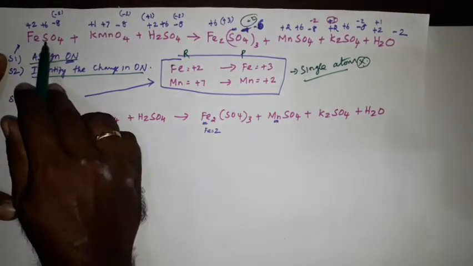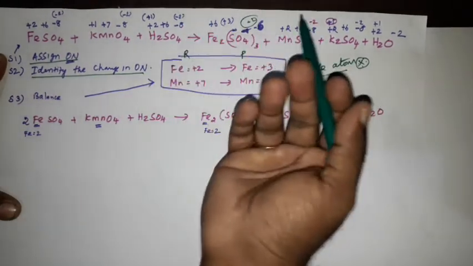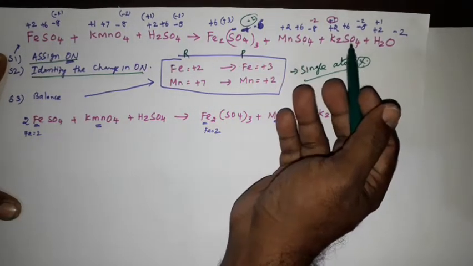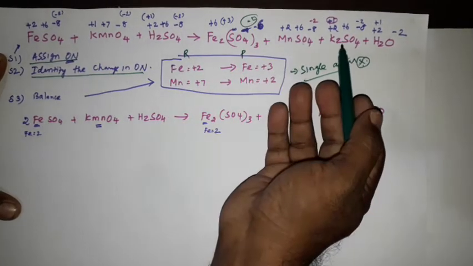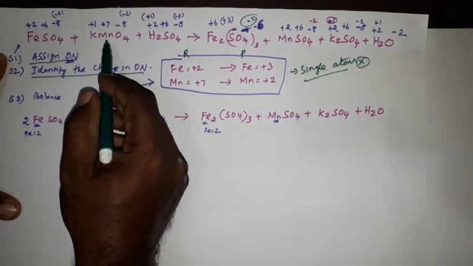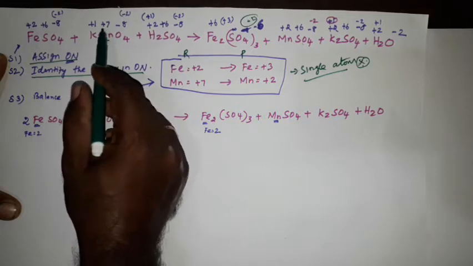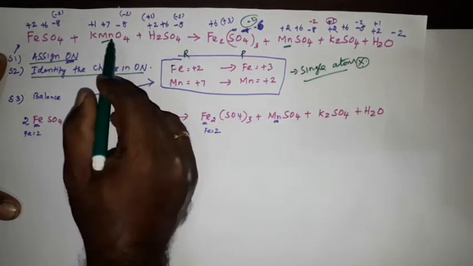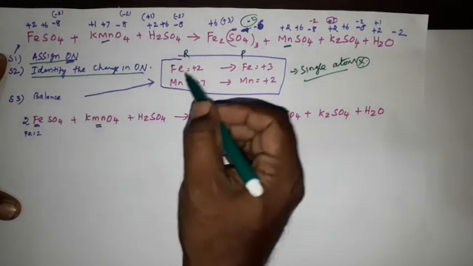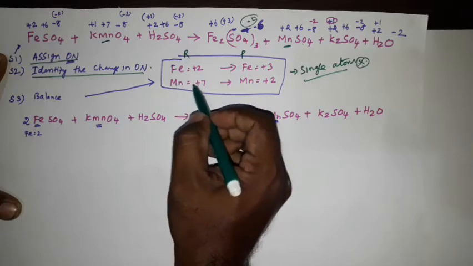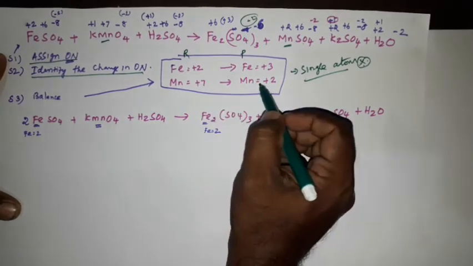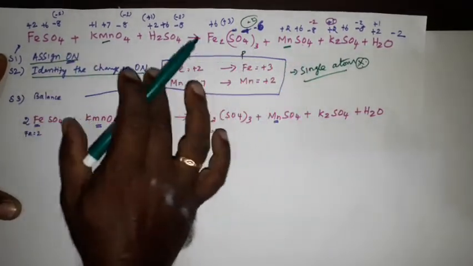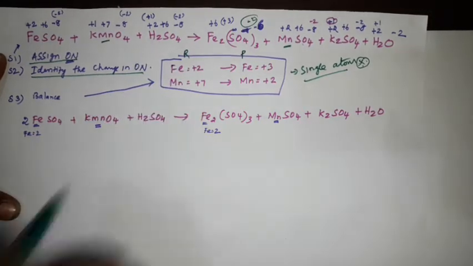Then sulfur, you check plus 6 here, and here also plus 6. There is no change in oxidation number for sulfur. Oxygen also has no change. Potassium also no change. Then manganese, check: this is plus 7 on the reactant side, and on the product side it is plus 2. So the oxidation number of manganese also changed. I wrote here manganese equals plus 7 on the reactant side, and manganese equals plus 2 on the product side. For the other atoms there is no change in their oxidation number. Clear?